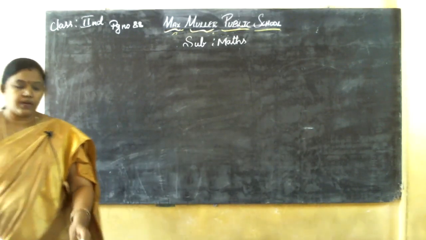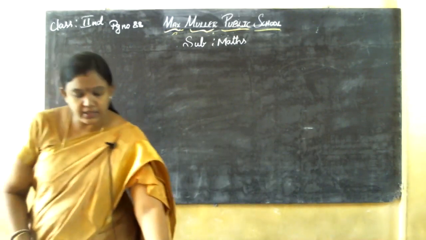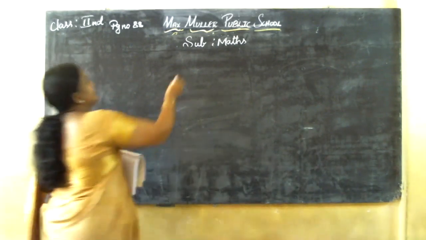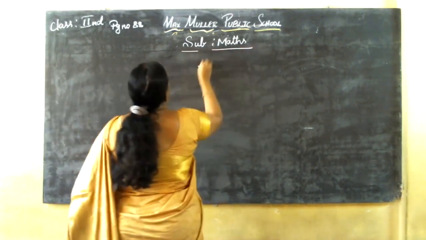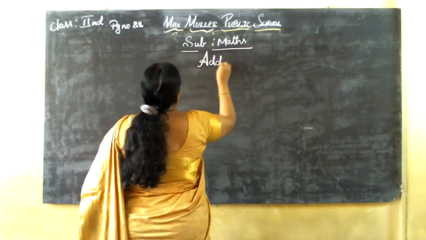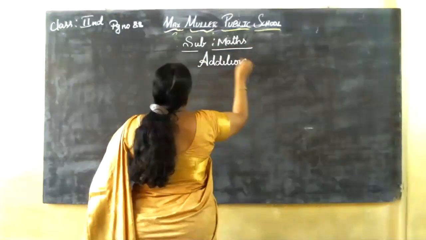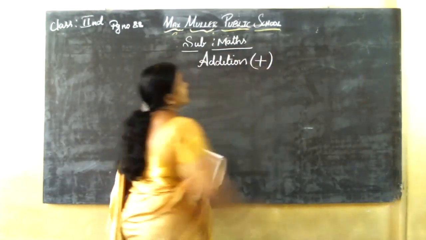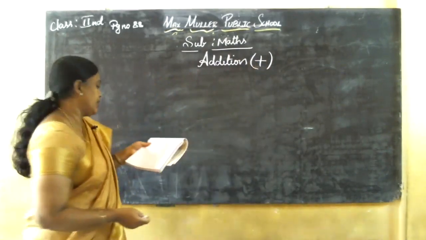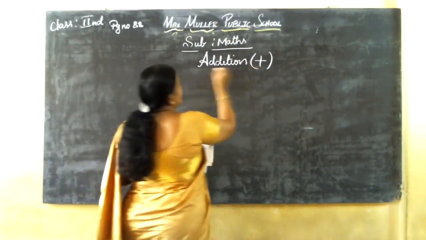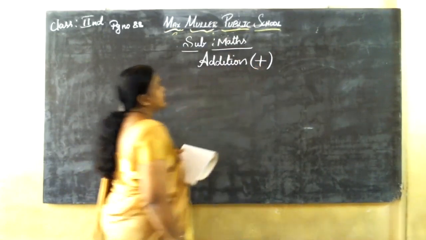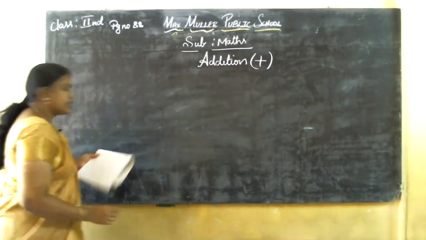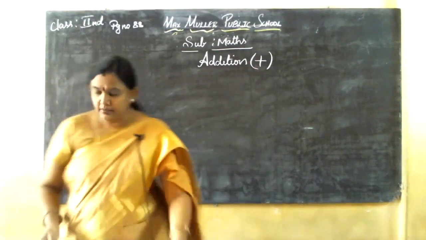Addition. Understood, children? Today we are going to learn about addition. Whenever we do addition, we will use the plus sign. Without the plus sign, we can't do addition, children. So whenever we do a sum, we will use the plus sign. Addition means plus sign. See the sign here, plus sign. Addition means putting together, children.